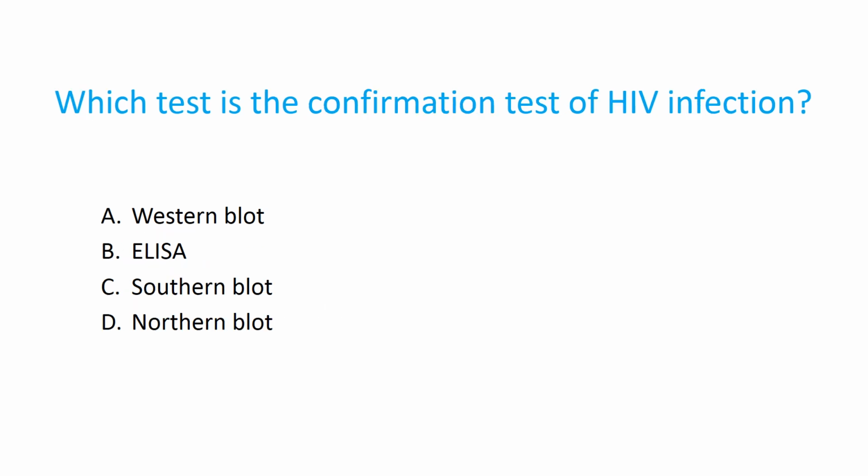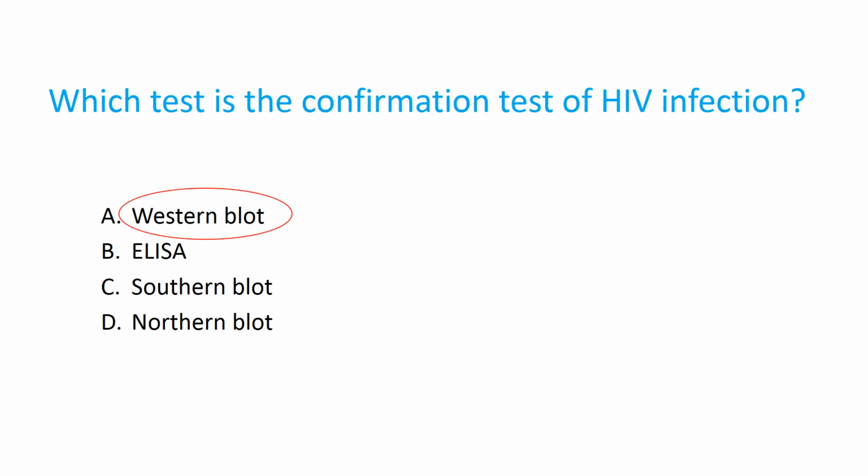The second question is, which test is the confirmation test of HIV infection? The correct answer is Western blot. The Western blot is the most common test used to confirm positive results from an ELISA HIV test. It has high specificity.